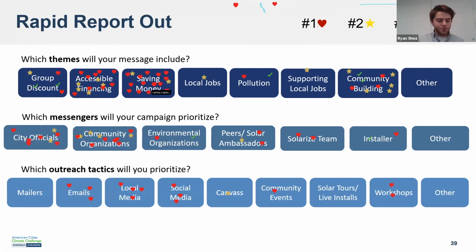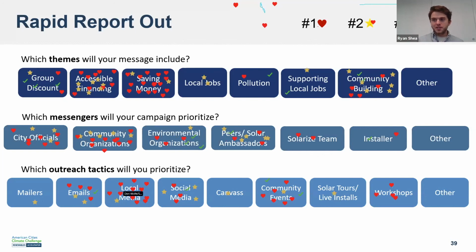Seems fairly aligned with what our panelists were discussing, with saving money and accessible financing being really important, and those community benefits in the message theme, as well as the other ones being important to include for a couple of campaigns as well, with pollution, jobs, and the discount.